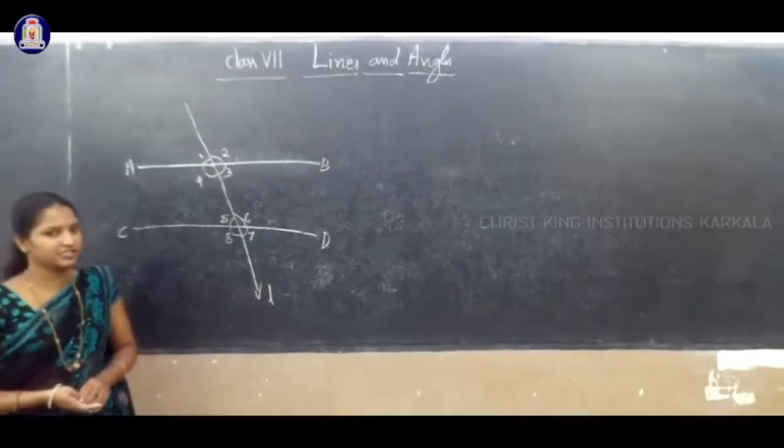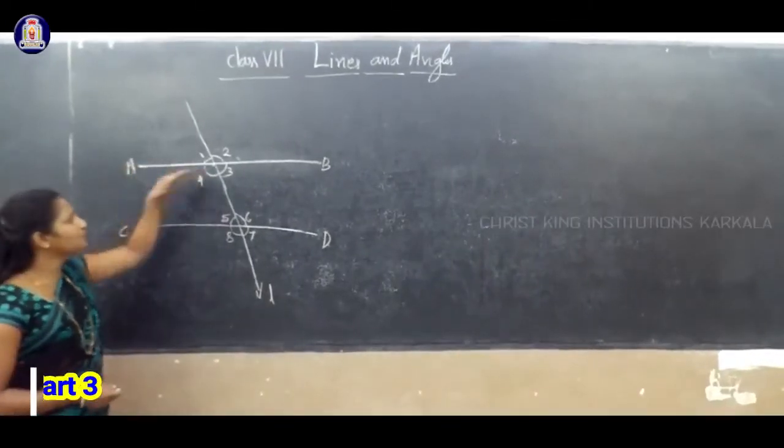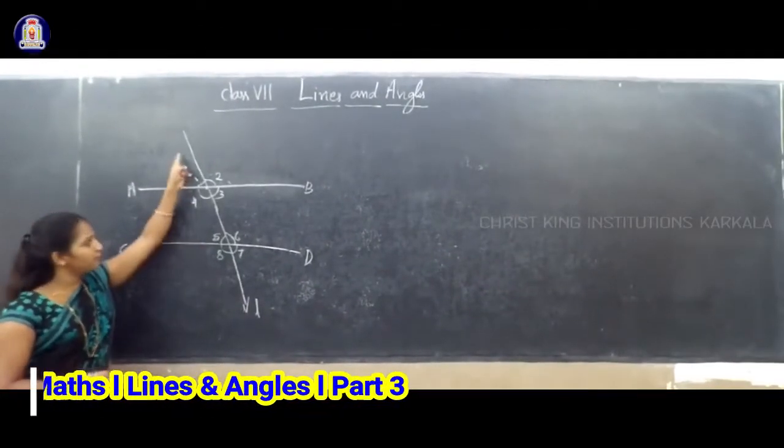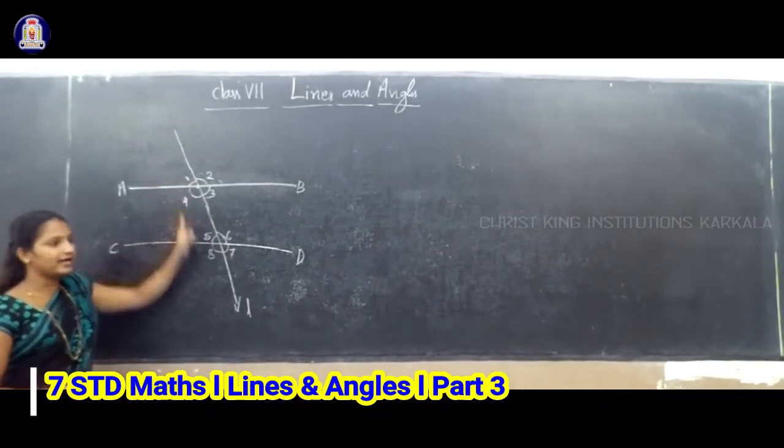Student, today I am going to explain about angles. Suppose two parallel lines are drawn, and for example one transversal is drawn. One, two parallel lines and the transversal.